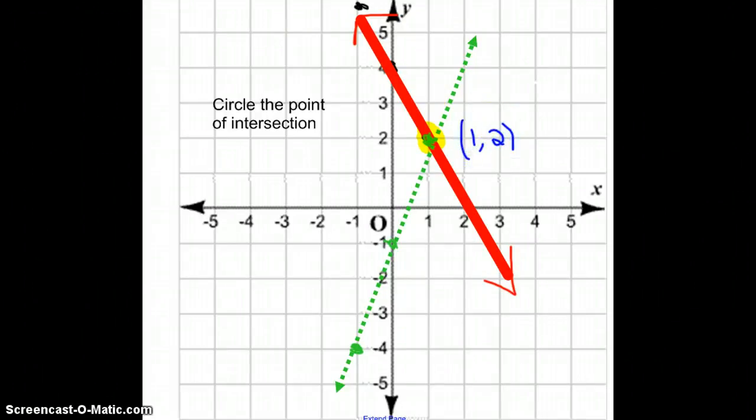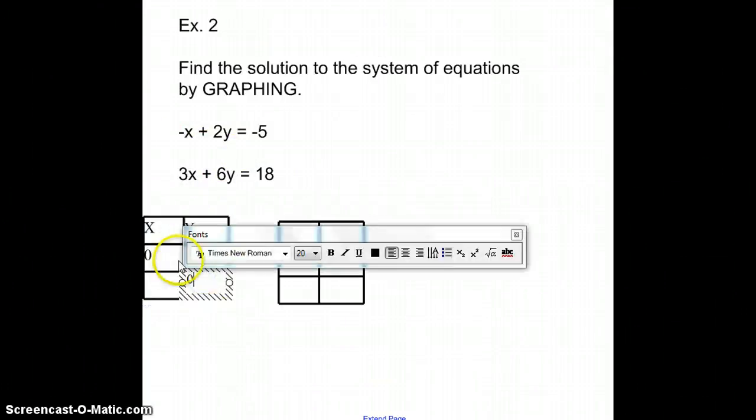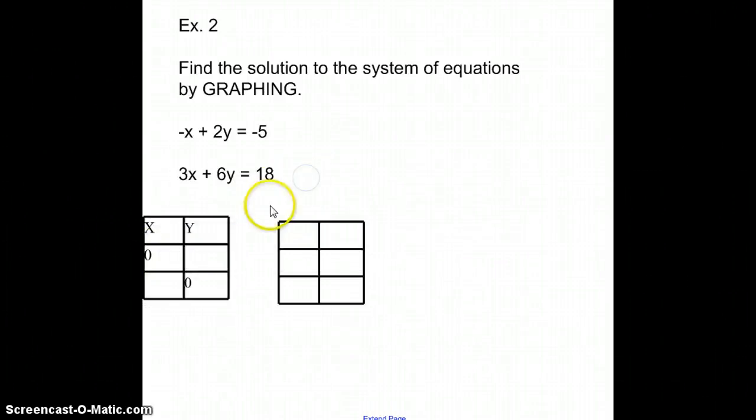Okay? Let's take a look at another example. Example 2. Find the solution to the system of equations by graphing. Okay, so here, if you look, these equations are in standard form. We have x and y on the same side of the equation. No need to panic. Those are just as easy to graph, if not easier. Plug in 0 for x, 0 for y, and we'll find our intercepts. So again, press pause, and please find the intercepts for this first equation.